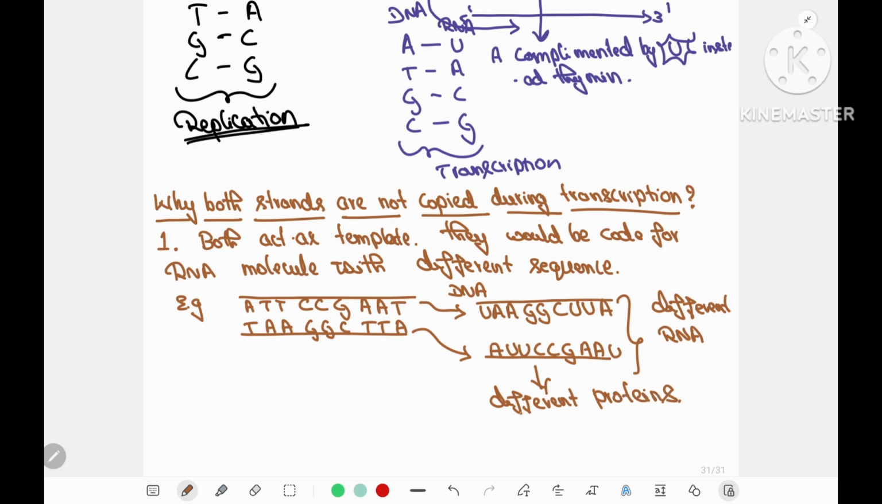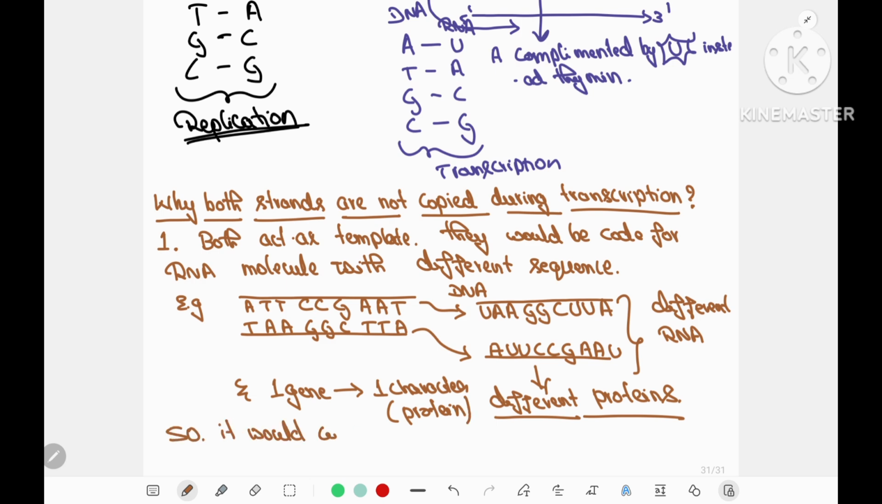Now, if the RNA sequences are different, then definitely they will code for different types of protein. From the Principles of Inheritance and Variation chapter, you have studied one gene, one protein. So one gene will always code for one character. Expression of a character means production of protein. The protein produced will decide the character. If one gene produces two proteins, then what will it indicate? It will control two types of characters.